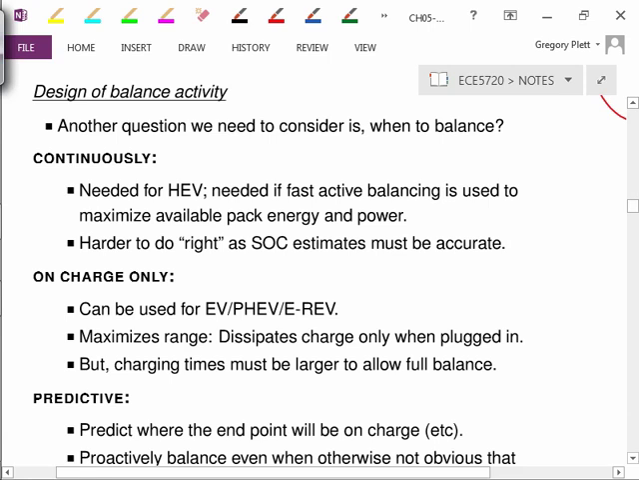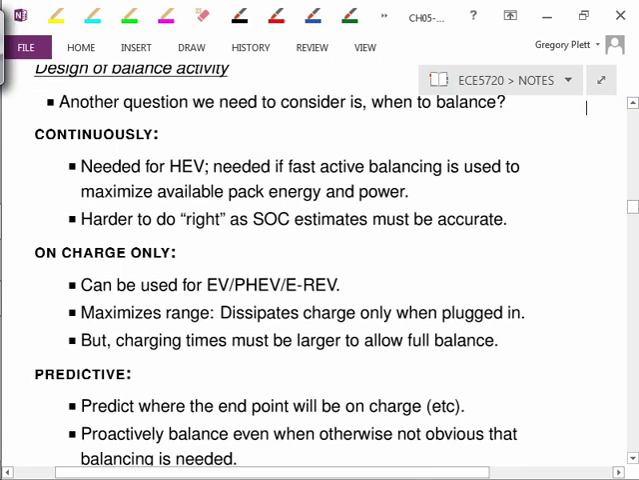And then lastly, when do we balance? We could balance all the time, whenever the battery pack is turned on. This is needed for a hybrid electric vehicle kind of application because we never have a plug-in operating mode. There's never really a difference in activity for a hybrid electric vehicle. It's always operating in the same mode, so I just always balance. And if I'm doing fast active balancing, I also have to balance while the pack is on in order to maximize available pack energy and power right now.